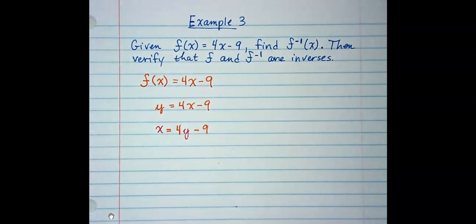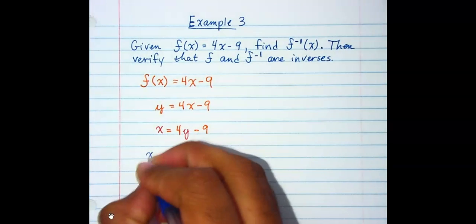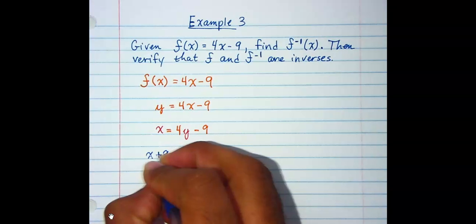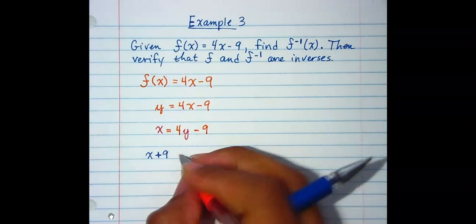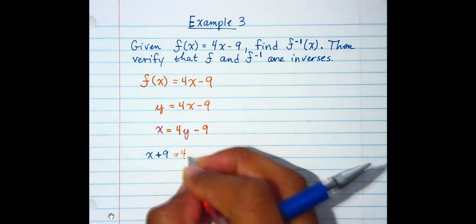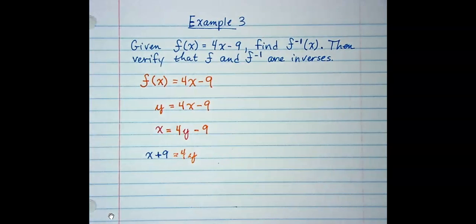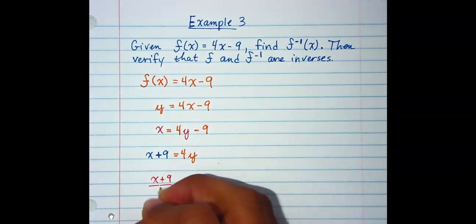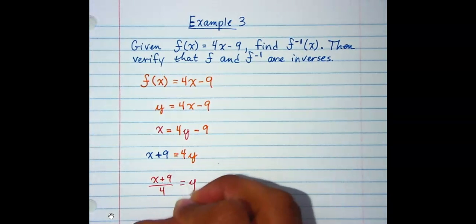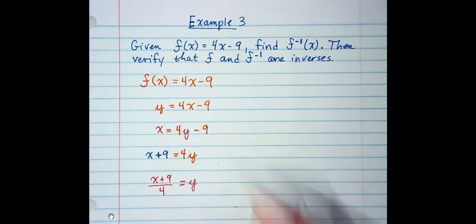All right, so let's go and solve it out. We add 9 to both sides, and x plus 9 equals 4y. Then we just divide both sides by 4 so that we can get y by itself. So we divide both sides by 4, and we get x plus 9, divided by 4, equals y. And so we're saying, okay, that is our inverse function.